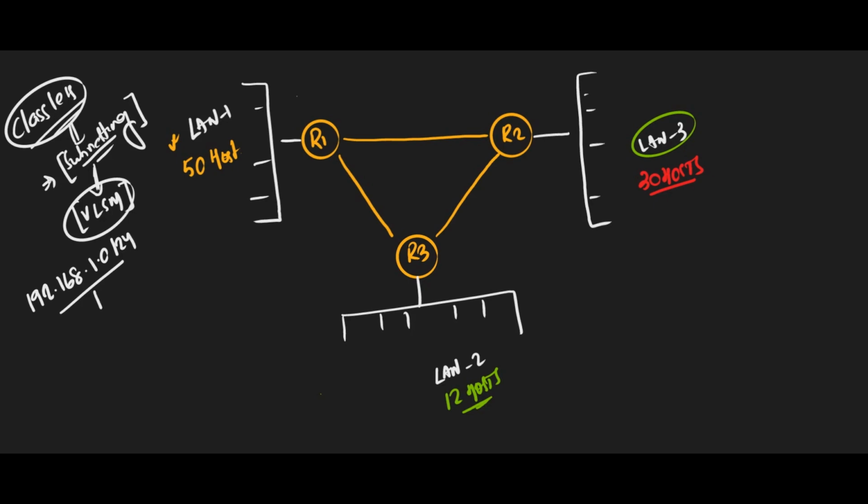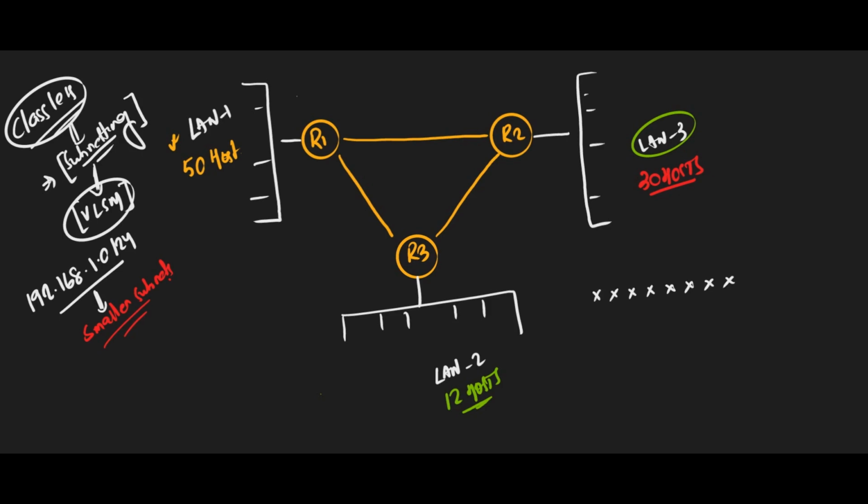With this VLSM, let's say we have a large network, 192.168.1.0/24. This is my large network. And then from this large network, what does VLSM say? VLSM says to break this into smaller subnets. Now how will I break this into smaller subnets? In order to do that, first you need to understand again from the bit perspective.